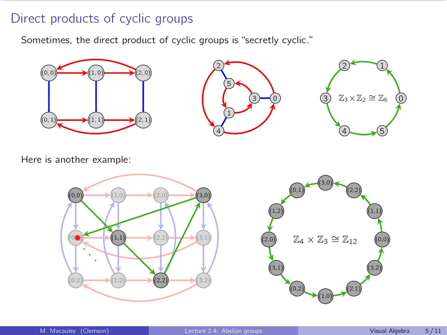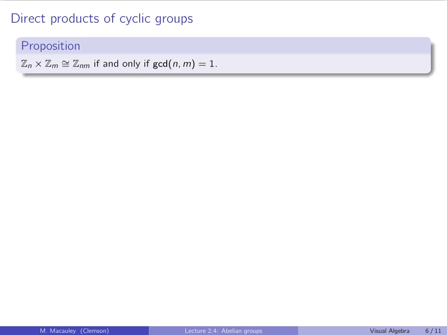How many times will it take to get back to where you started? Well, it's got to be a multiple of the number of rows, which is 3, and a multiple of the number of columns, which is 4. And the least common multiple of those is 12. So think about how this will generalize. We're about to answer that. Is this what you came up with? That Zn cross Zm is cyclic if and only if the GCD of n and m is 1?